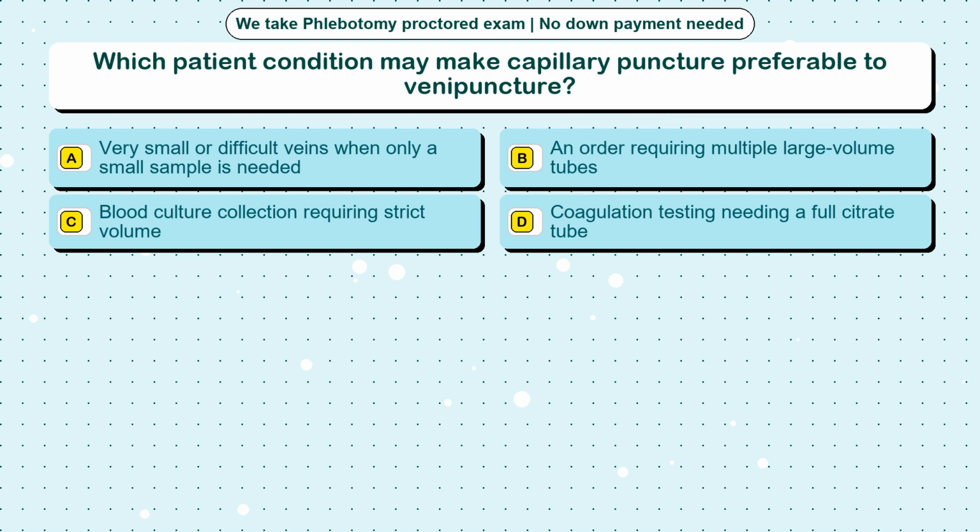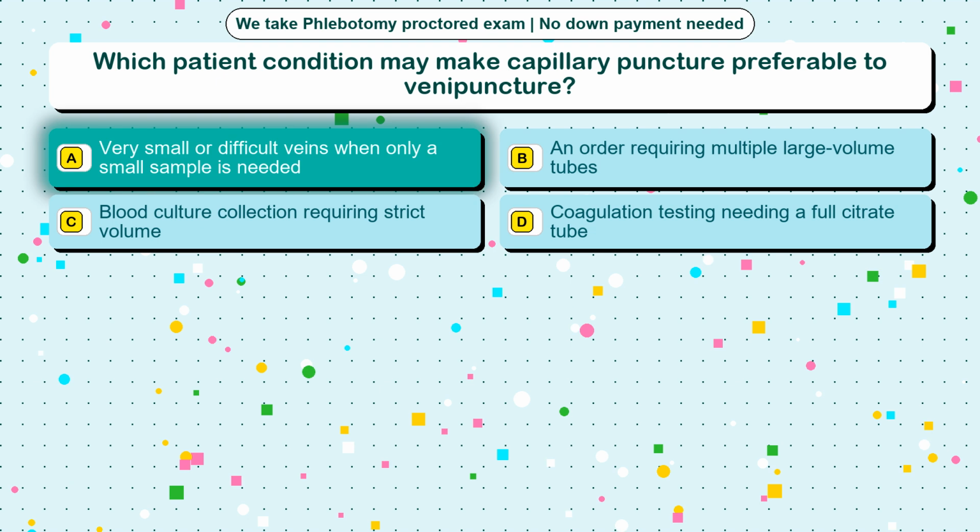Question 72. Which patient condition may make capillary puncture preferable to venipuncture? Option A, very small or difficult veins when only a small sample is needed. Option B, an order requiring multiple large volume tubes. Option C, blood culture collection requiring strict volume. Option D, coagulation testing needing a full citrate tube.